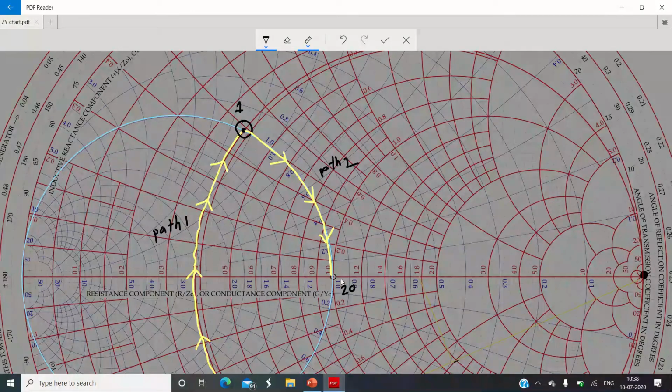Then we already know the empirical equations. Path number 1 is going to give us a series inductor, and path number 2 is going to give us a parallel capacitor. So make use of the equations of series inductor and parallel capacitor, place the appropriate values of reactances and susceptances, and then calculate. Let us see how to do this.